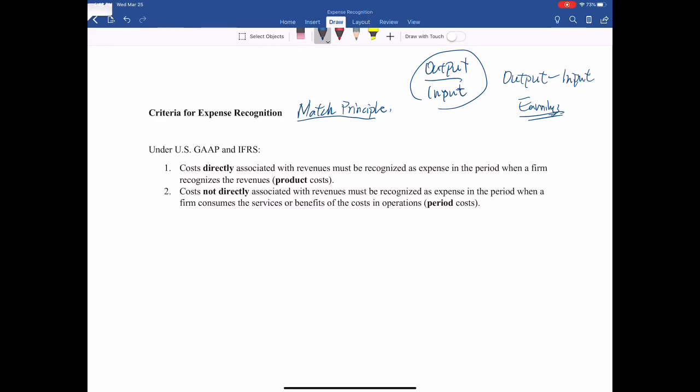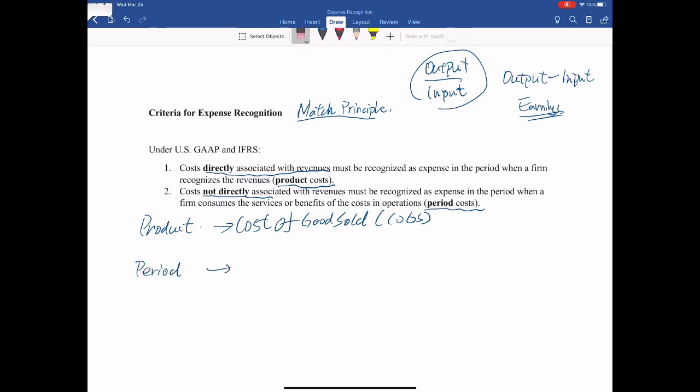Some expenses have direct relation with the revenue. Some do not. The costs that have direct relation with the revenue, we call product cost. For those that do not have direct relation, we call them period cost. More specifically, in the income statement, cost of goods sold, or COGS, or cost of sales, is considered product cost, and others are recorded as period cost. The example is SG&A costs or expenses. And both costs embody the matching principle.